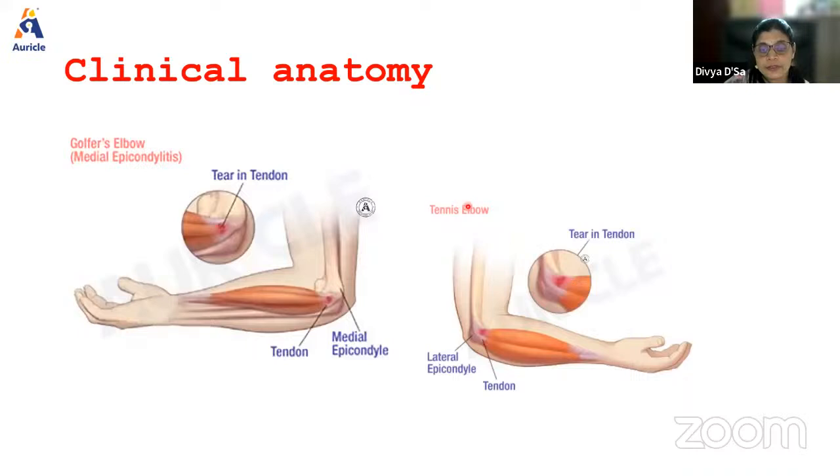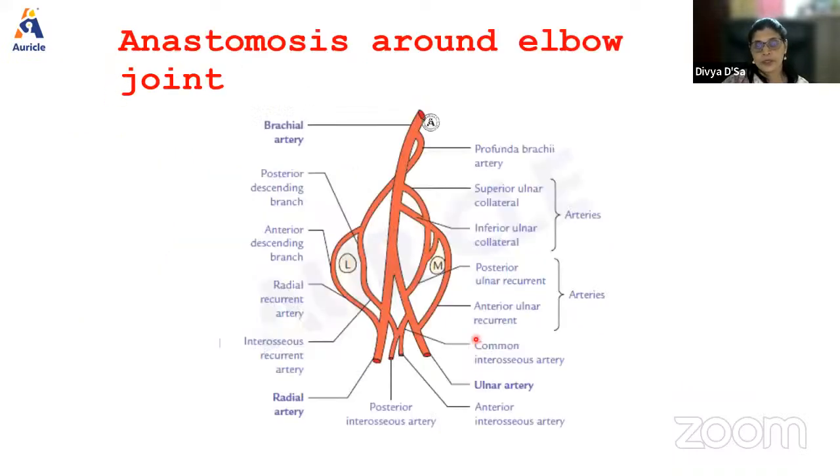Then we have inflammation of the medial epicondyle, where we have the common flexor origin, or inflammation of the lateral epicondyle, which forms the common extensor origin. The inflammation of the medial epicondyle we call golfer's elbow, whereas that of the lateral epicondyle we call tennis elbow. Another important thing you need to know around the elbow joint is the anastomosis formed.